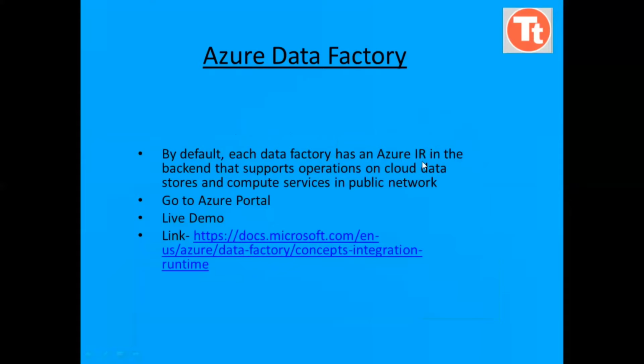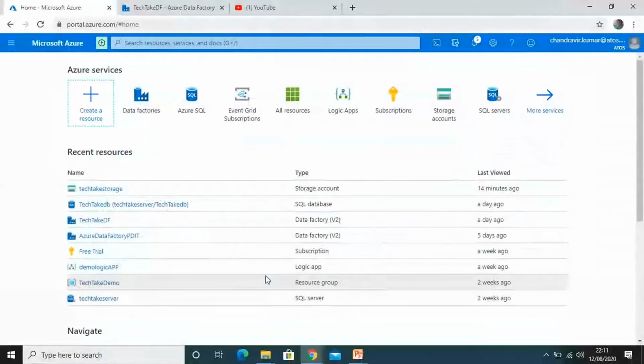By default, Data Factory selects the Azure integration runtime in the backend, which supports operations on cloud data stores and compute services. Now we will go to the Azure portal. This is the link where we can get the details of this integration runtime. Now let's go to the Azure portal.